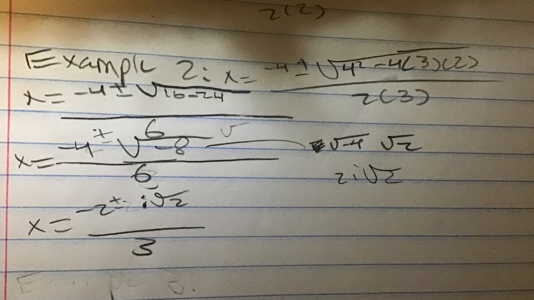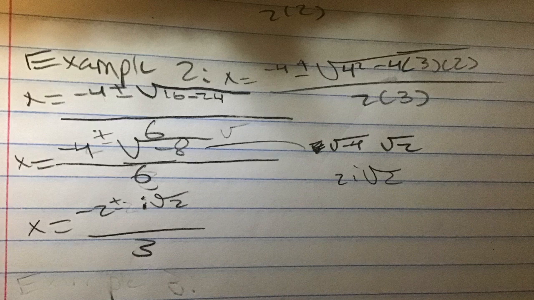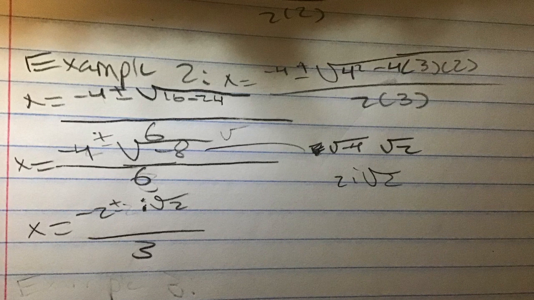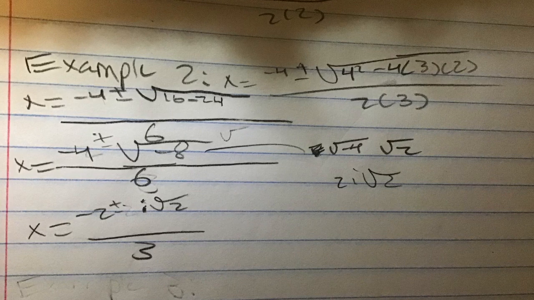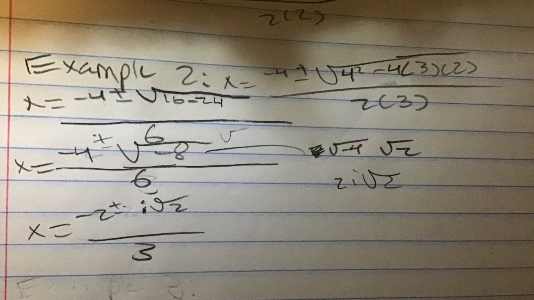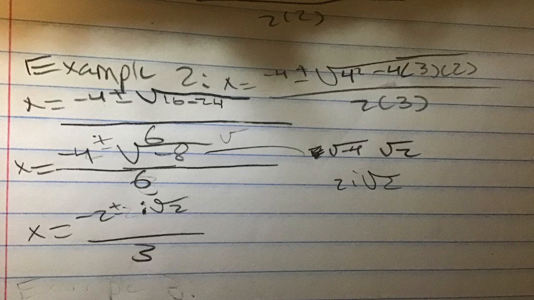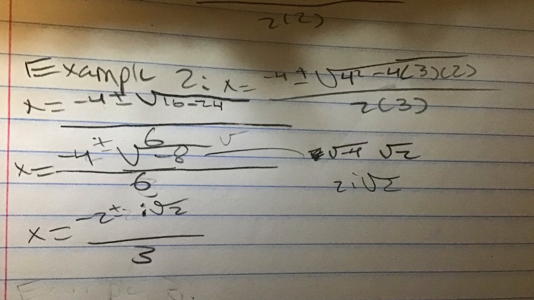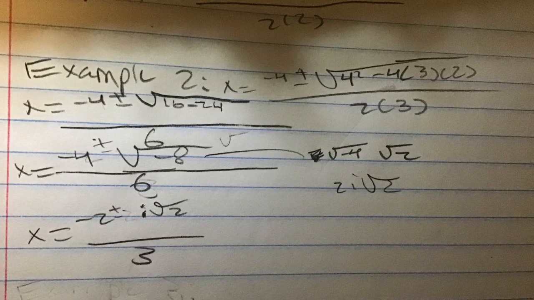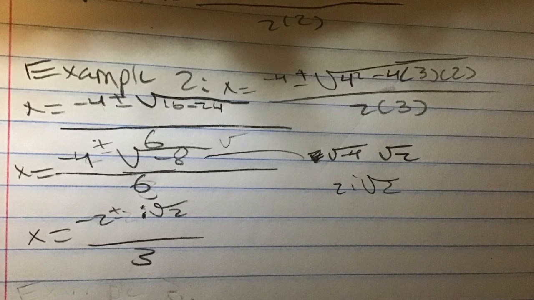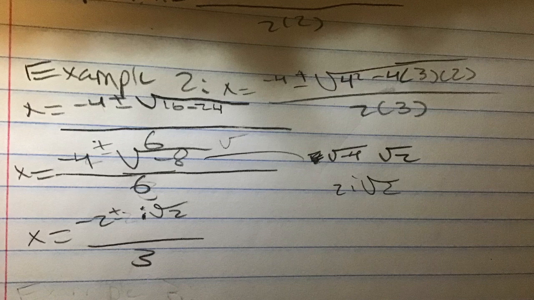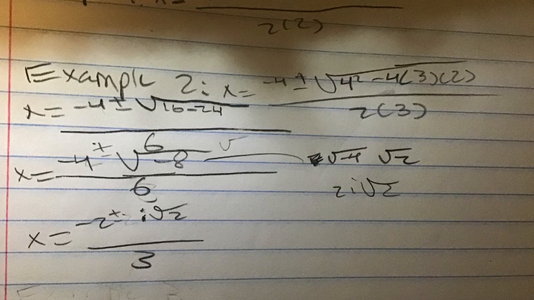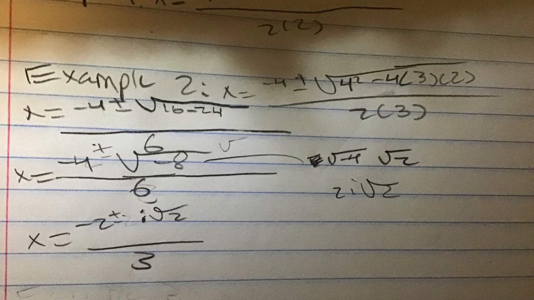Now, when you also want to simplify the outside, the negative 4, and now you have a 2, and you also have the 6 at the very bottom of the equation. And you want to divide all of those things by 2. So, the final answer, after dividing everything by 2, is x equals negative 2 plus or minus i square root of 2, all over 3.